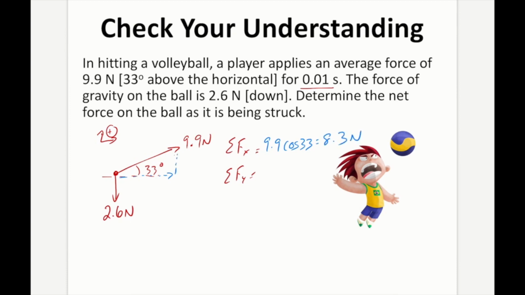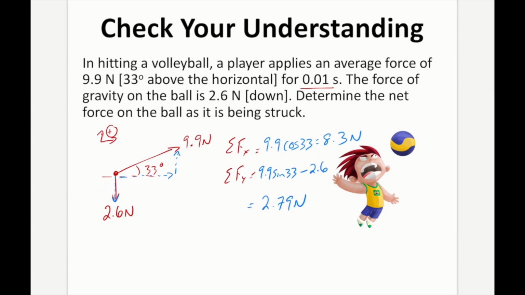That's going to include this guy going up and this guy going down. We said up was positive, so the first one, 9.9 sine 33, because it's opposite, is going to be positive, but then we're going to subtract, or add the negative of, this 2.6 going down. And it's just 2.6 because there's no angle. So if you have 9.9 sine 33 and you subtract 2.6, you get 2.79 newtons. Now to find the sum of the forces, we need to add our components.